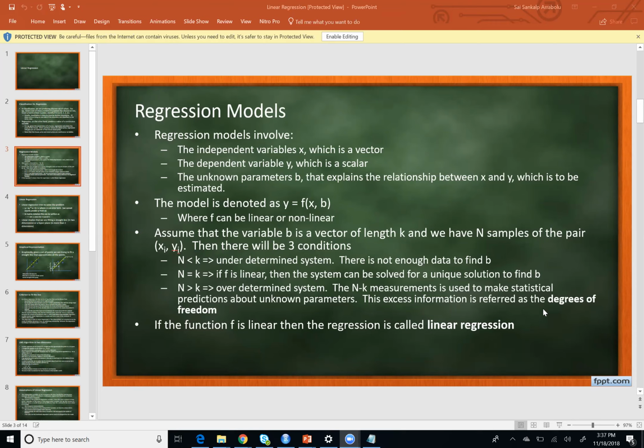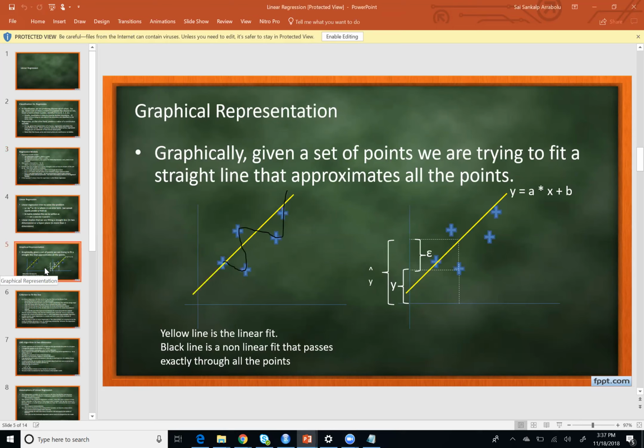So having said that, let's see what linear regression is. When f is a linear function, that means you're trying to model it as a1 x1 plus a2 x2 plus a3 x3, then it's called a linear regression function. One of the examples for that is this. Graphically, you have a certain set of points. We try to approximate the whole data by plotting a straight line. The yellow line is what you are trying to come up with. Since that is linear, the equation of the line is y equals ax plus b. But here, 1, 2, 3, 4, 5. How many degrees of freedom do you have here?